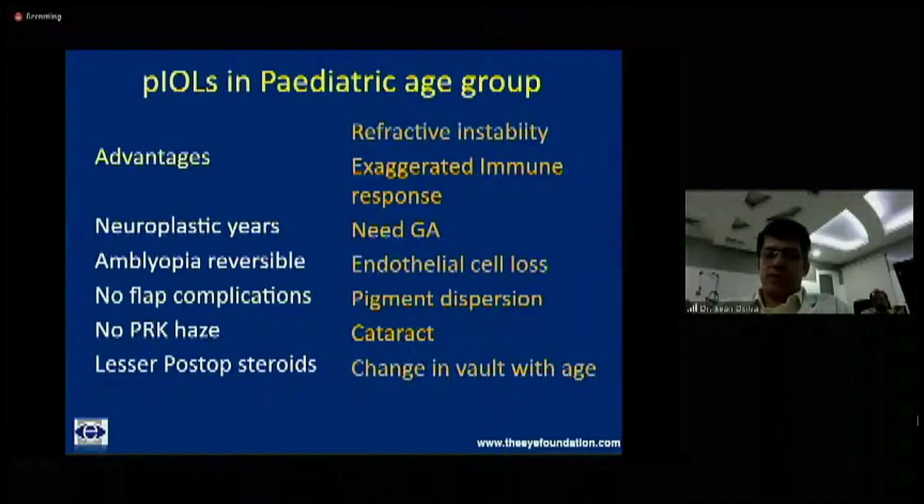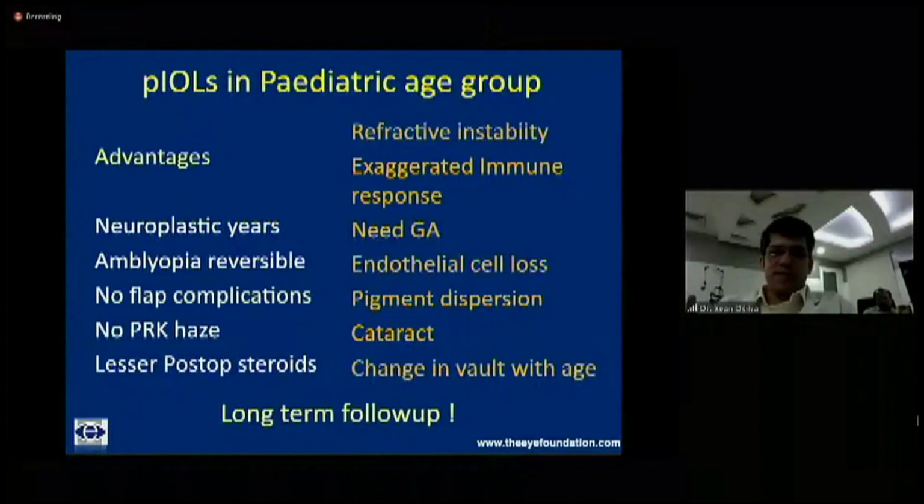They're likely to have a progressive myopia. An exaggerated immune response may occur. These cases need to be done under general anesthesia, and follow-up is needed for endothelial cell loss, pigment dispersion, and cataract, and also a change in vaulting with age. Hence, a long-term follow-up is mandatory in these cases.